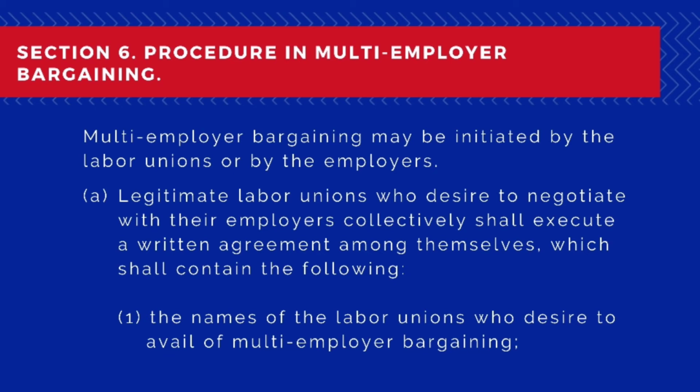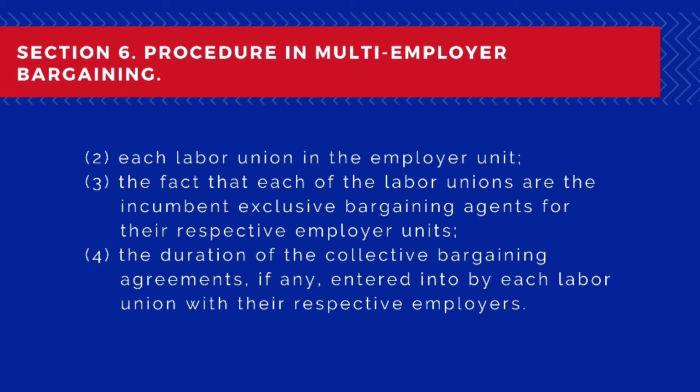A. Legitimate labor unions, who desire to negotiate with their employers collectively, shall execute a written agreement among themselves, which shall contain the following. 1. The names of the labor unions, who desire to avail of multi-employer bargaining. 2. Each labor union in the employer unit. 3. The fact that each of the labor unions are the incumbent exclusive bargaining agents for their respective employer units. 4. The duration of the collective bargaining agreements, if any, entered into by each labor union with their respective employers.